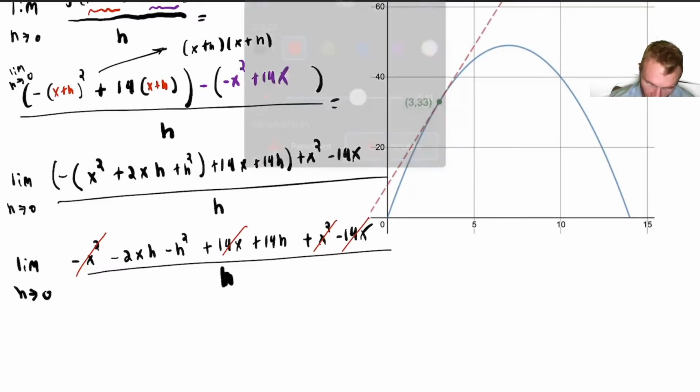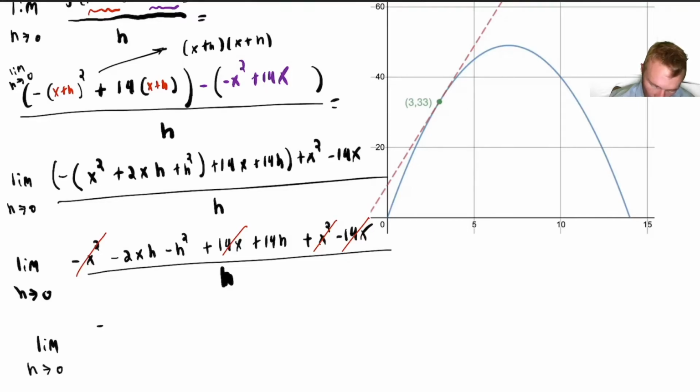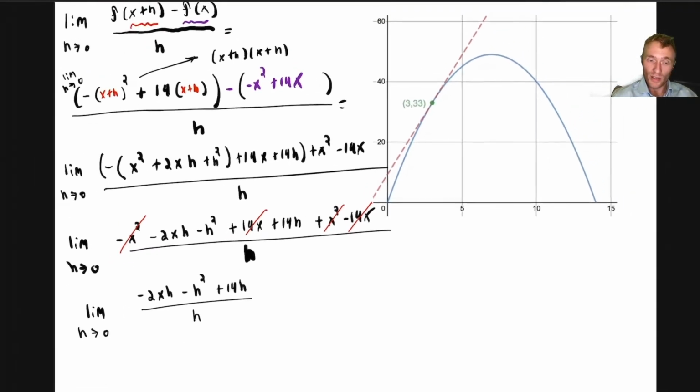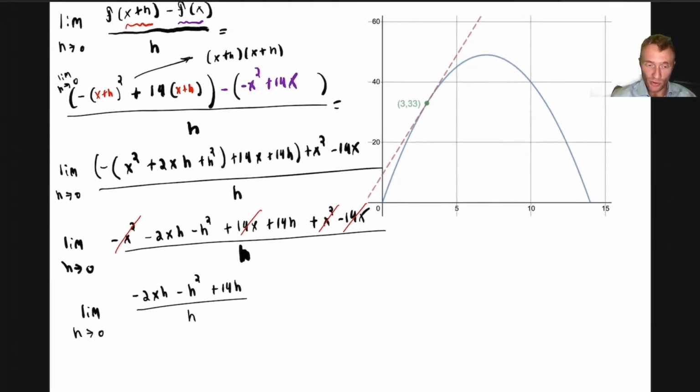Okay, so here, let's see. Now we're looking a lot better. We got the limit as h approaches 0 of negative 2xh minus h squared plus 14h. And you might think, okay, maybe we're ready to try to plug in. If we use direct substitution, we get 0 over 0 because there's an h in every single term. So we're not ready yet.